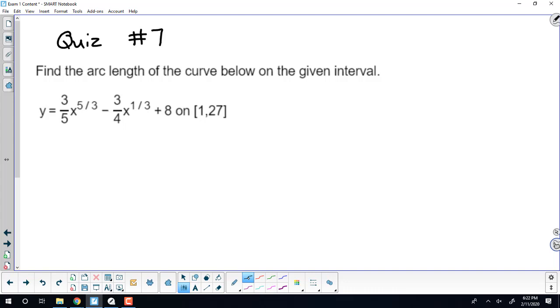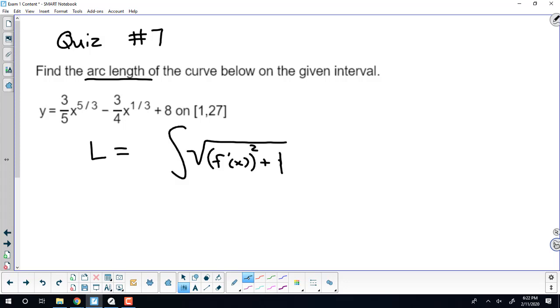So the arc length on 1 to 27. Arc length, capital L. What was the formula for that one? Probably the integral of the square root of 1 plus y prime squared dx. Yeah, dx. Is that right? Yeah, that's it.